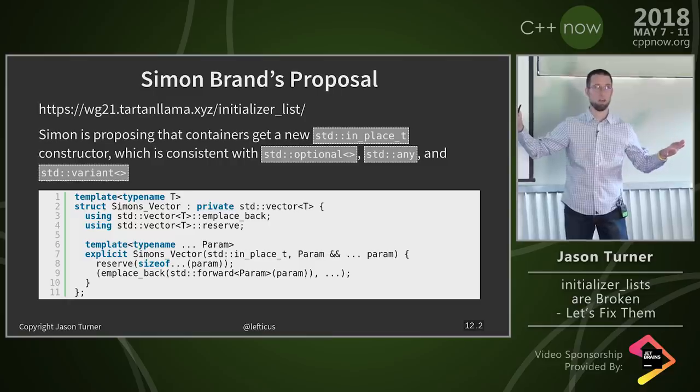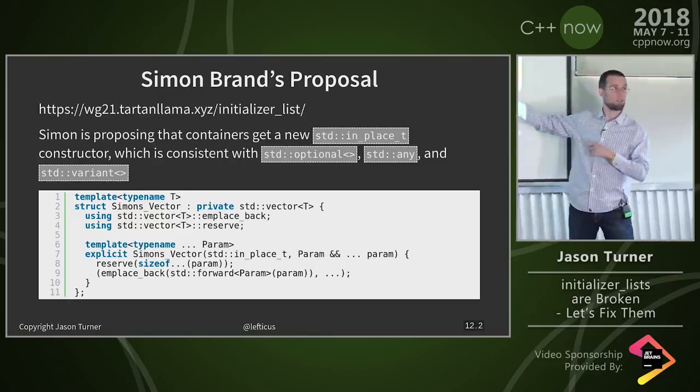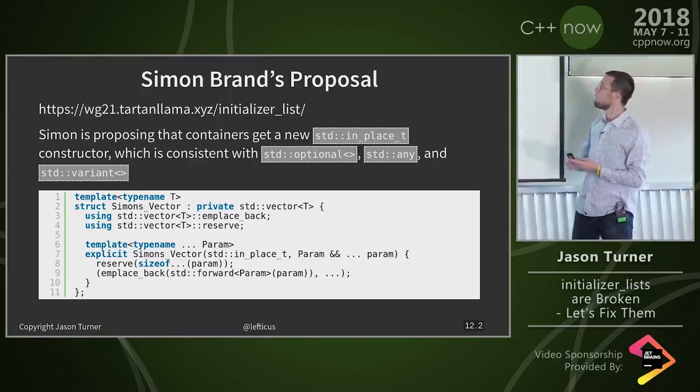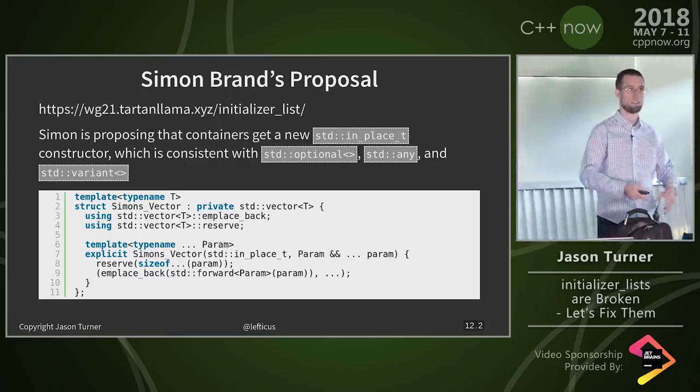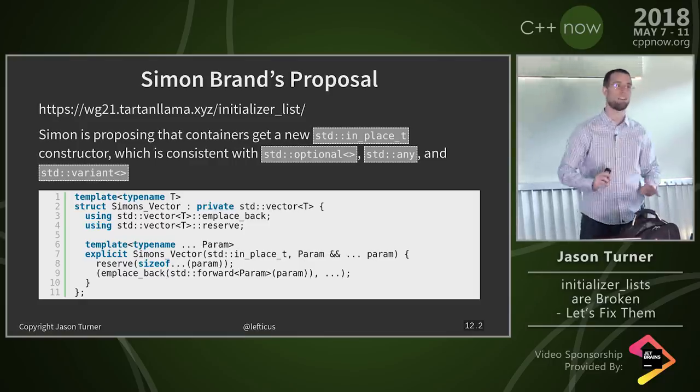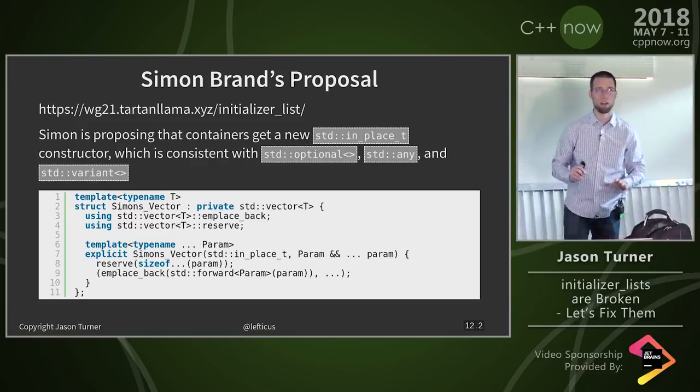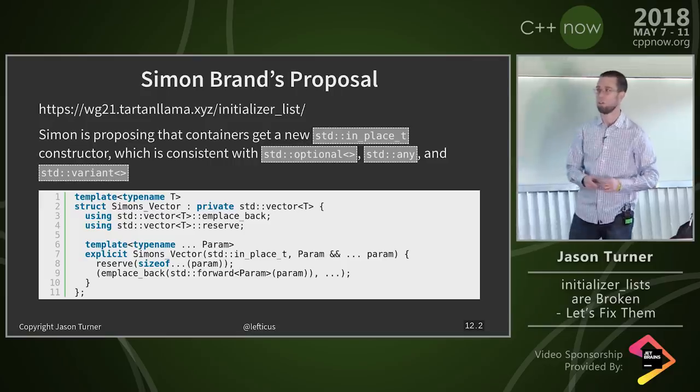OK. With in_place_t, I don't have slides for this. But with in_place_t, with optional, any, and variant, you can avoid copying or moving the thing into place and actually construct it in that container. Otherwise, you're probably doing a copy or move that you didn't realize you were doing.